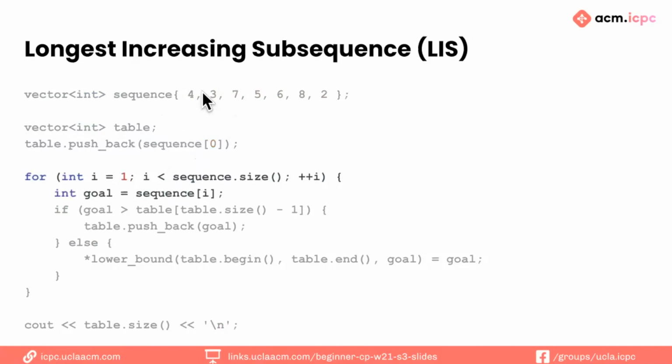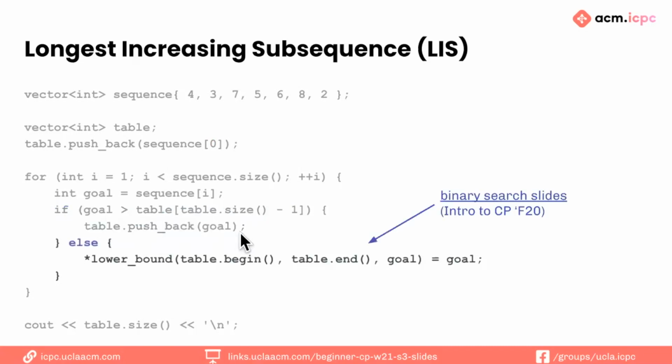And then from there, you go through all the other numbers in the sequence that we call the deck. You go through each number. Goal is going to be the name of that number. And you check, is it larger than my last pile? Last pile being what's currently in the table at the last element. And if it is larger, then you create a new pile for it. So this is what table.pushback essentially accomplishes.